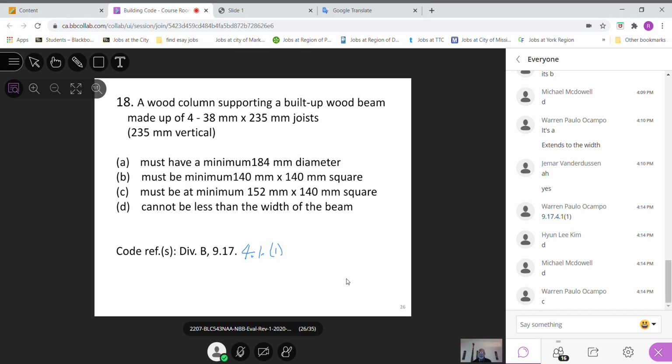We have 4 by 38 is 152. 4 times 38 is 152. Therefore, that's the minimum width, and also the minimum has to be at least 140. The answer would be C. An answer just cannot be less than the width of the beam. That doesn't give you a good answer, really. It doesn't say anything.